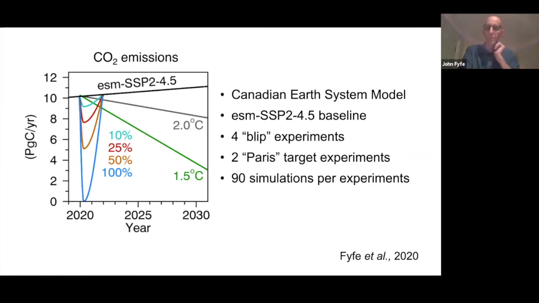For each one of these experiments, we did 90 simulations. So these are very large ensembles of simulations. The simulations differ only in the initial conditions. So we fiddle with the initial condition a little bit, and that allows, in each one of these experiments, a different sequence of internal variability to develop. And so we have a range of plausible evolutions of internal variability with which to contend. Big computational exercise.